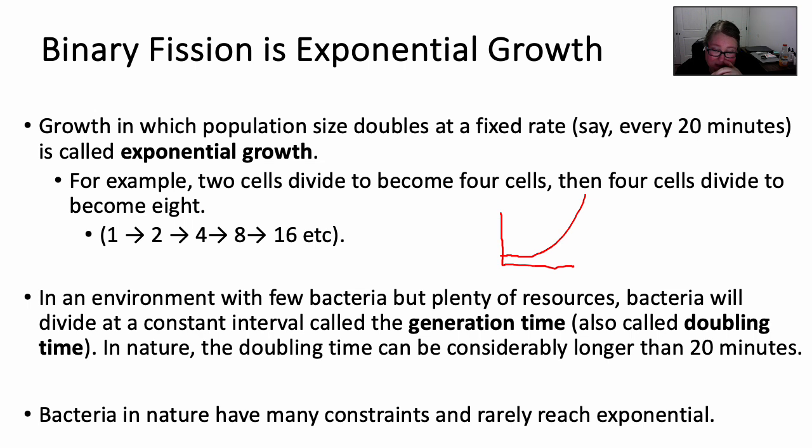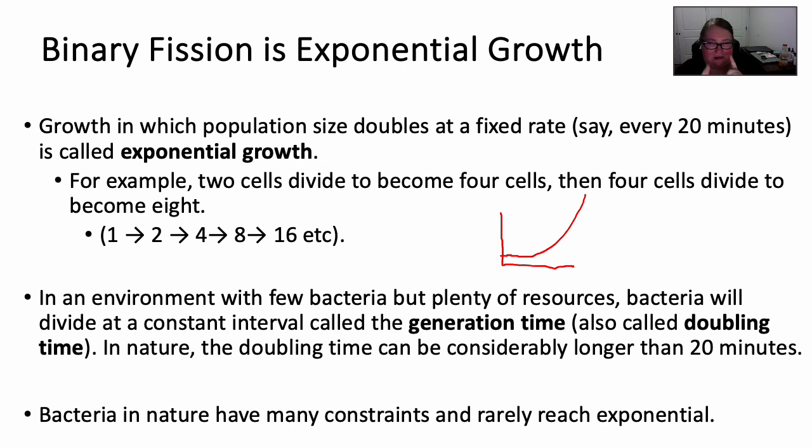Okay, so in ideal conditions, we're going to double at a fixed rate. But a lot of times, our bacteria aren't in ideal conditions. Nature has a lot of constraints and restricts things from growing. So in nature, bacteria very rarely have an exponential growth curve. For us in the lab, we have exponential growth. We have a fixed generation time.